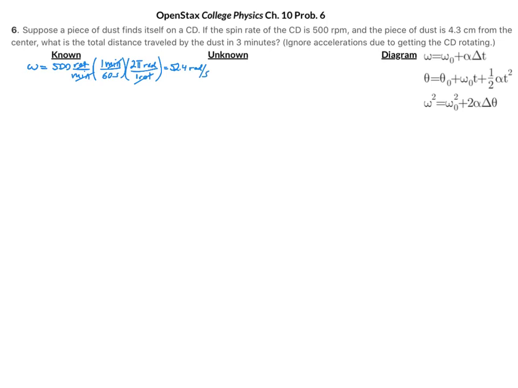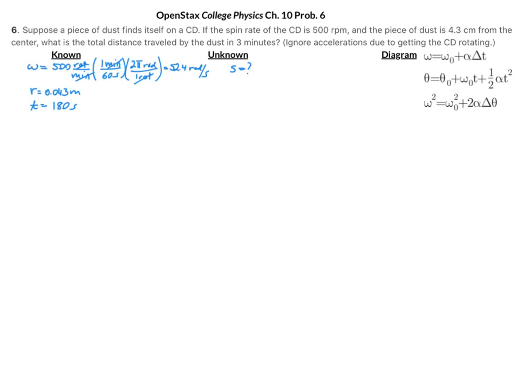Then we're told that the speck of dust is at a distance r of 0.043 meters from the center. So I converted the centimeters to meters. And that the speck of dust travels through a time of 3 minutes. So time is 3 times 60 seconds, which is 180 seconds. We're looking for the total length of the path. So we want the arc length that the speck of dust traveled.